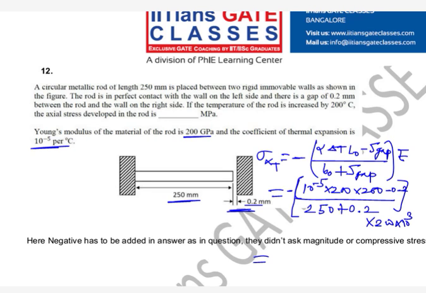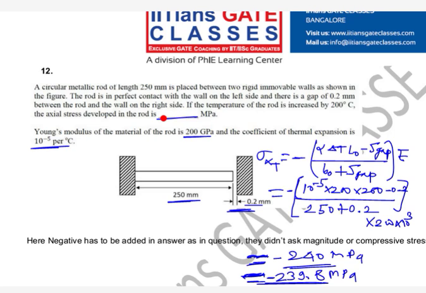Yeah, it is close to 240 megapascal. So it is minus 240 megapascal. Closely 240, or if you write exactly, it is 238, 239.8 megapascal. So what is the answer?